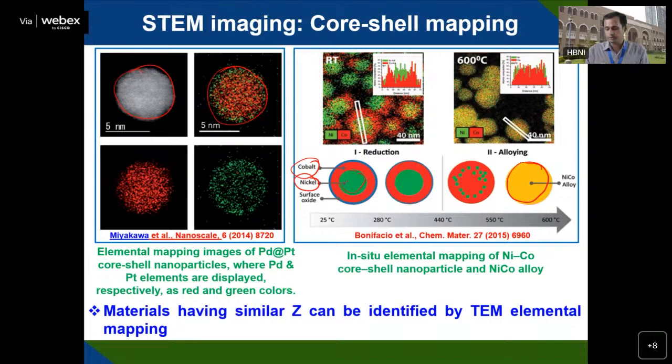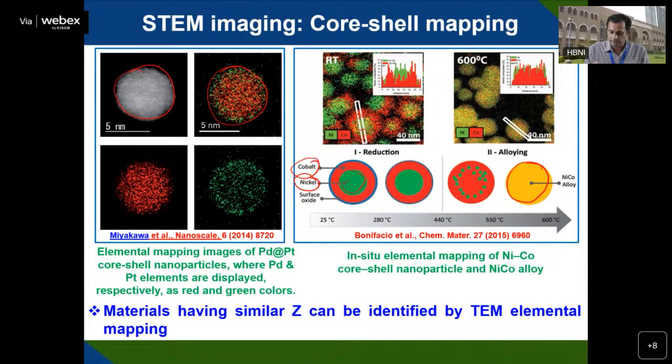system uniformly distributed here. You can see the electron mapping. You can see here the transmission electron mapping, in this case, elemental mapping. So here you can see how initially the nickel and cobalt, nickel is green and cobalt is red. This core-shell structure is clearly visible, the center is green dots and outside are cobalt dots.